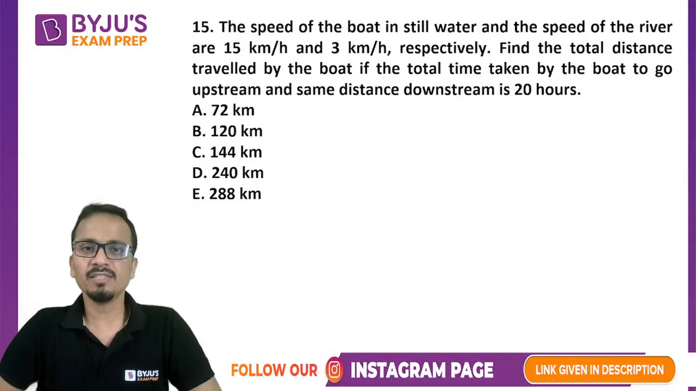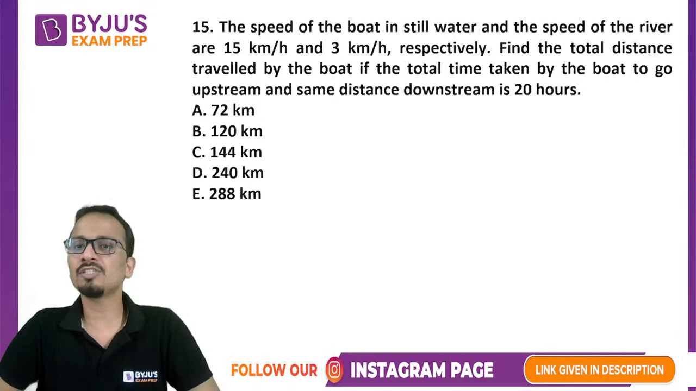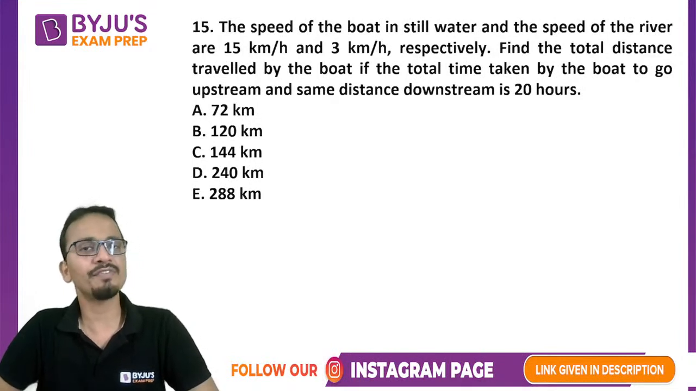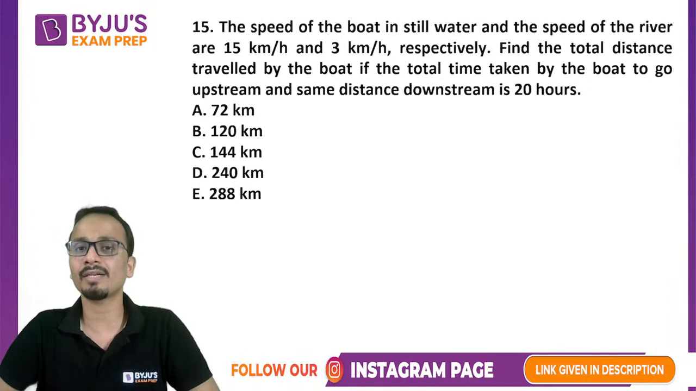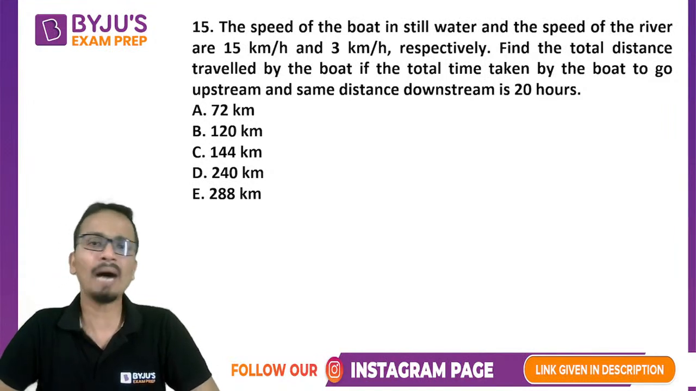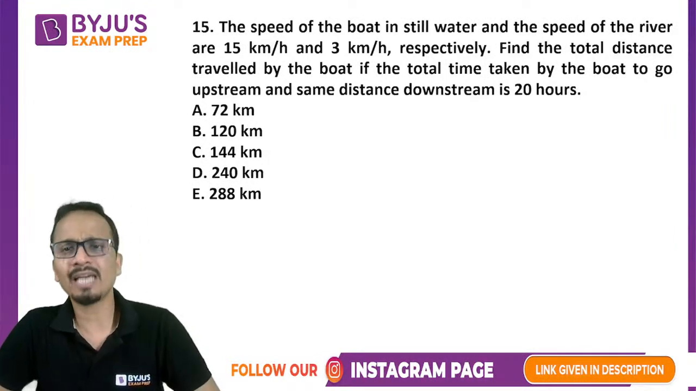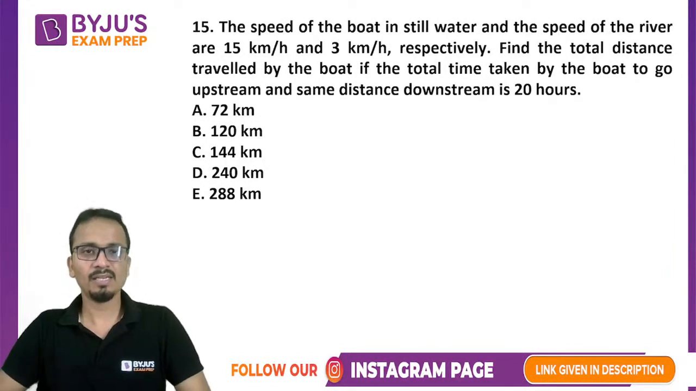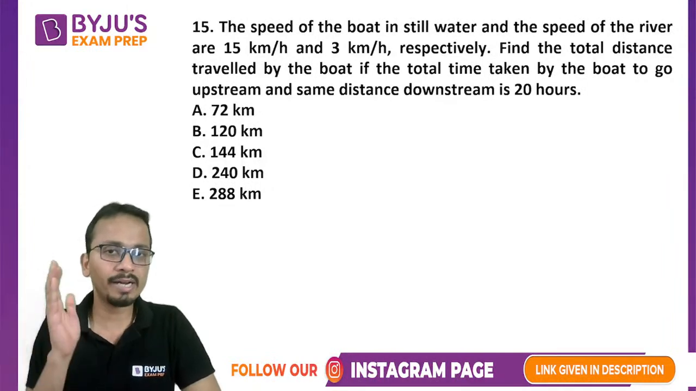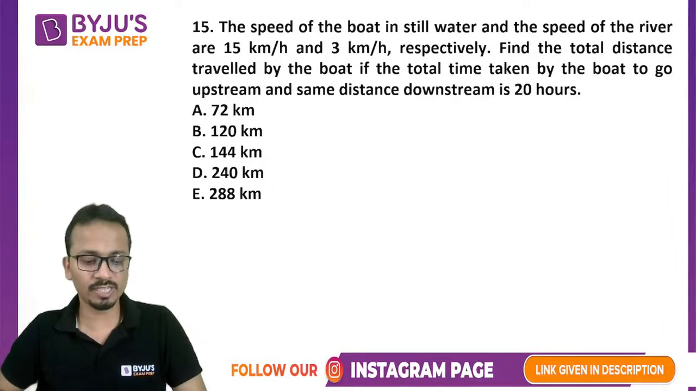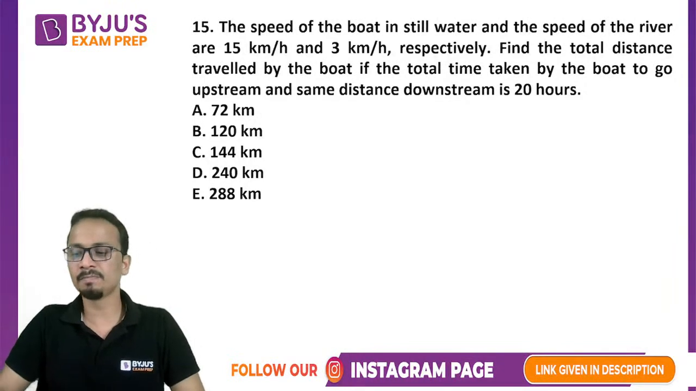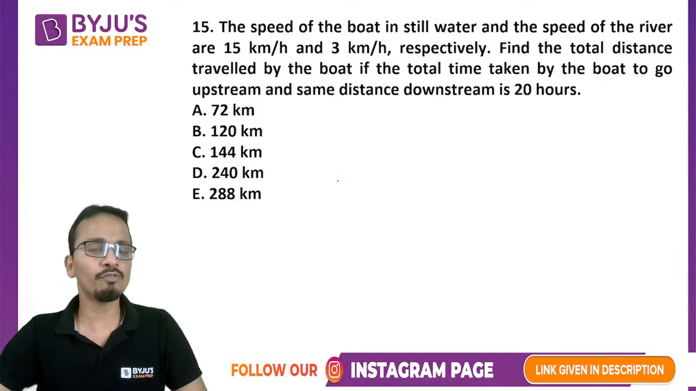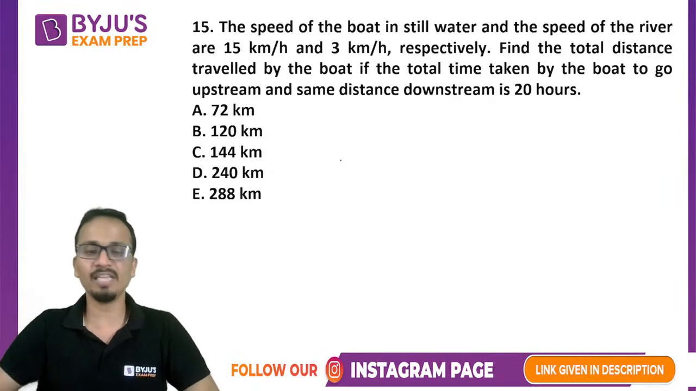Question number 15. The speed of boat in still water and the speed of the river are 15 and 3 km per hour respectively. Find the total distance traveled by the boat if the total time taken by the boat to go upstream and same distance downstream is 20 hours. Now last question, all of you respond to this one. Come on, solve this one. I'll give you some extra time for this. I want each and every one of you to be solving this question lively. Come on.